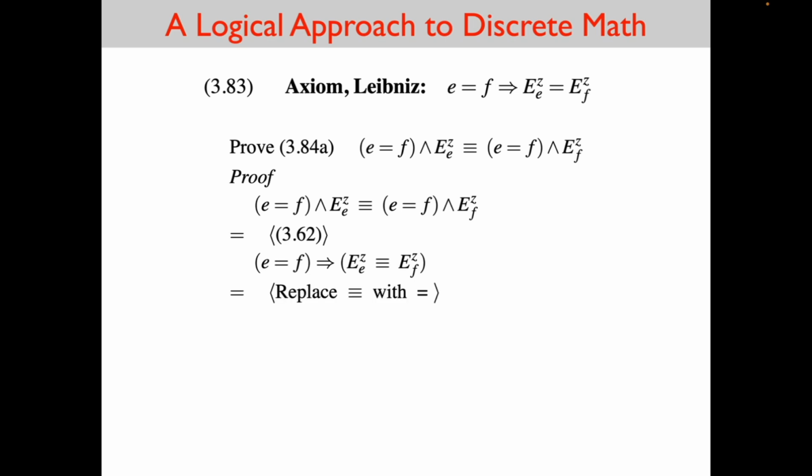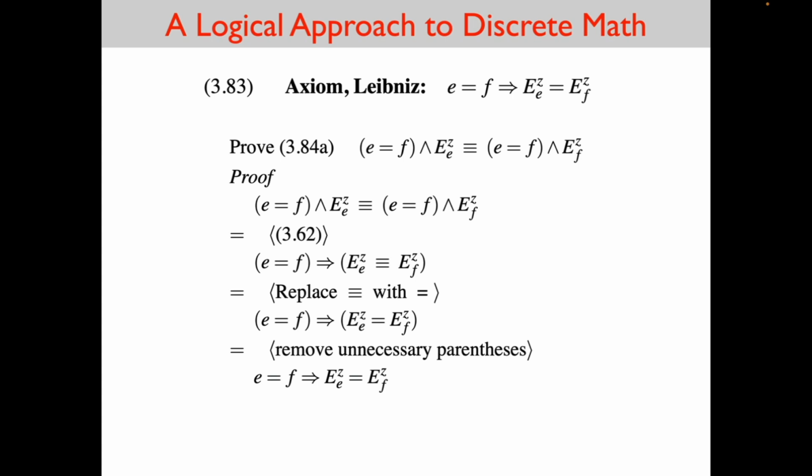Okay, and now what we're going to do is replace equals with equivals because we know that they have the same truth table, right? So that's a legitimate step, okay? So when we replace equals with equivals, we'll have E equals F implies E with Z replaced by E equals E with Z replaced by F. And now we just remove unnecessary parentheses and voila! What do we have? We have a previously proved theorem, namely 3.83.